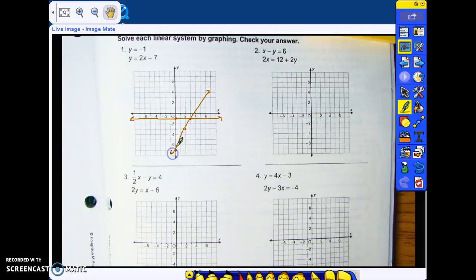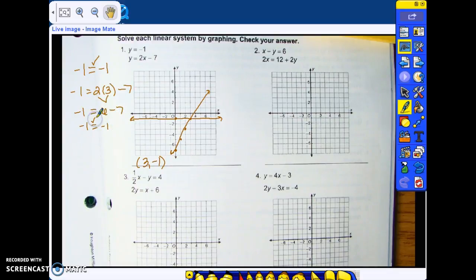So our graph crosses at 3, -1. It says to check your answer. How can we check our answer? Well, we do that by plugging in 3, -1 for the x and the y. My y is -1, so for y equals -1, I put -1 equals -1, which is true. And then for y equals 2x minus 7, that is -1 equals 2 times 3 minus 7. 2 times 3 is 6, and 6 minus 7 is -1.